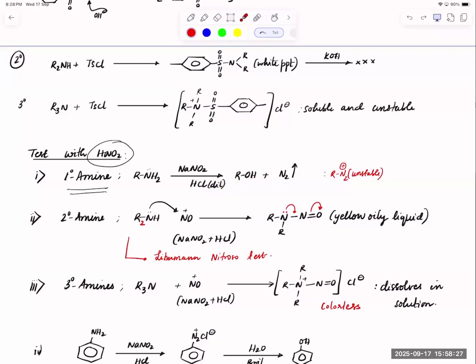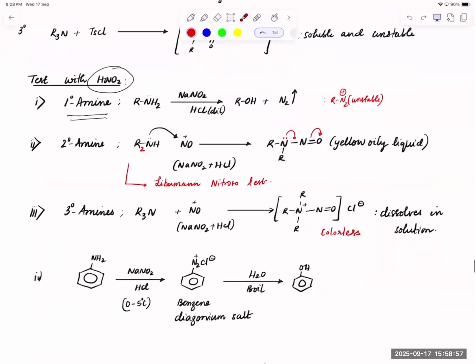In fact, if there is a chance of rearrangement, that will also take place, but eventually you will get an alcohol only. So if it is a 1 degree amine, what do you notice? Typically, you will notice an N2 gas coming out. It is inert to fire, which suggests that it is neither hydrogen nor oxygen. So definitely it has to be nitrogen gas. So if nitrogen gas is released, it means it has to be a 1 degree amine. Next, 2 degree amine.